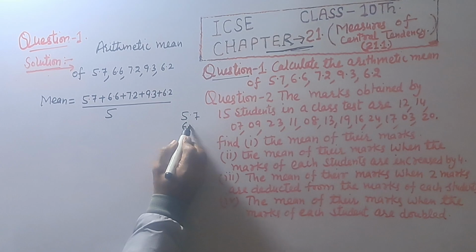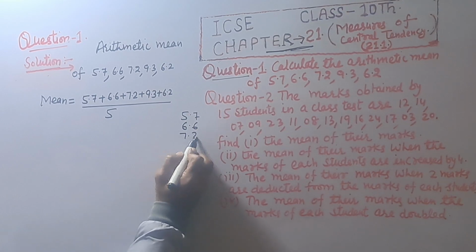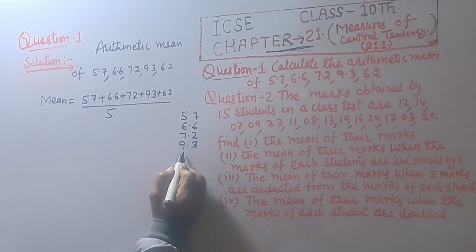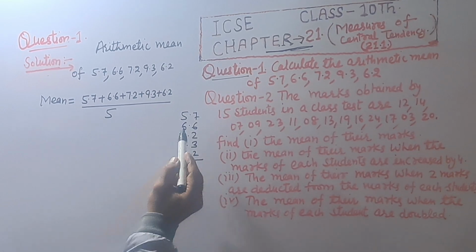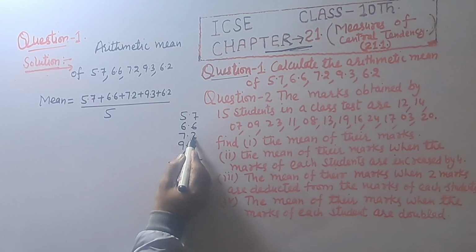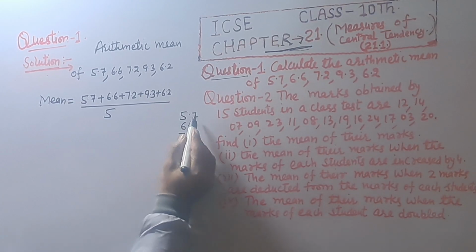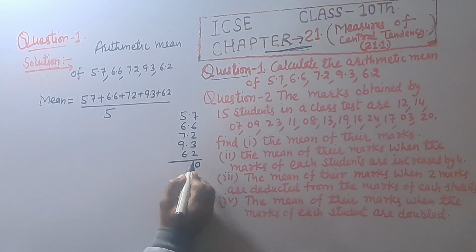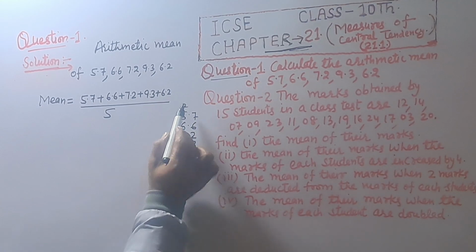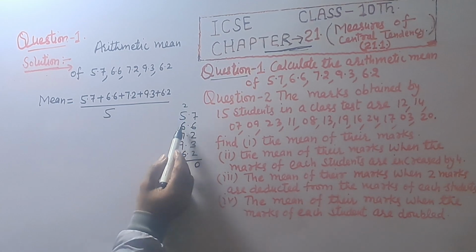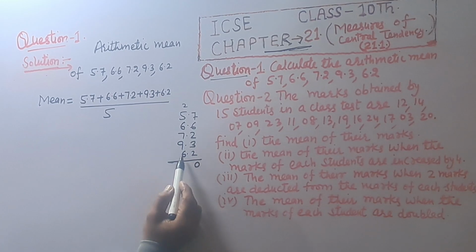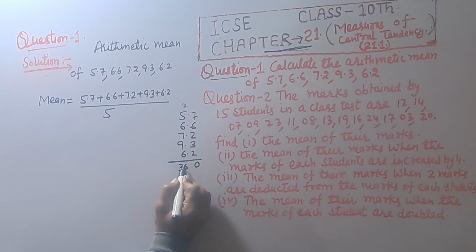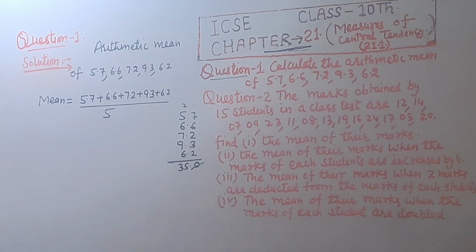5.7 plus 6.6 plus 7.2 plus 9.3 plus 6.2 is equal to: 2 plus 3 is 5, 5 plus 2 is 7, 7 plus 6 is 13, 13 plus 7 is 20, and 2 carry. 2 plus 5 is 7, 7 plus 6 is 13, 13 plus 7 is 20, 20 plus 9 is 29, 29 plus 6 is 35.0.